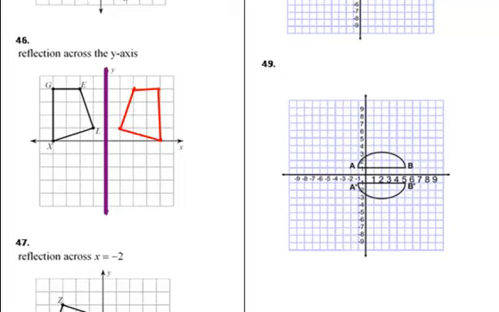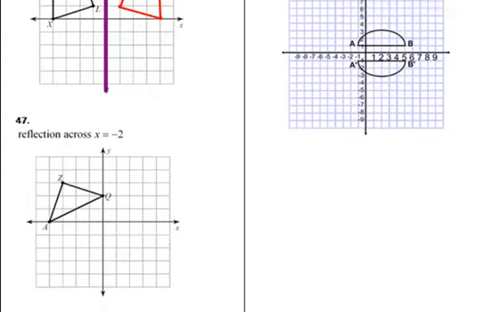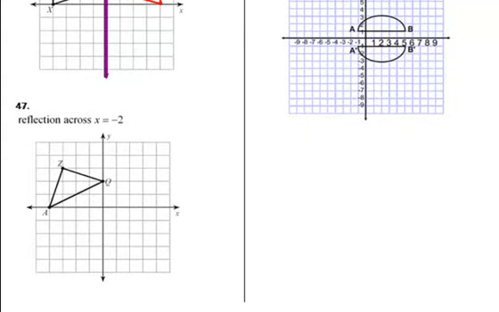Okay? All right. 47, our line of reflection is x equals -2, so it crosses the x-axis at -2. So it's got to be vertical, and it crosses right there. Okay, I don't like that red one. I'll go to my purple. Okie dokie. Here we go.